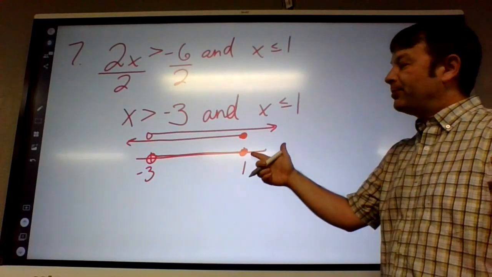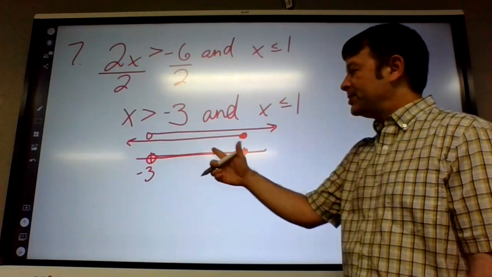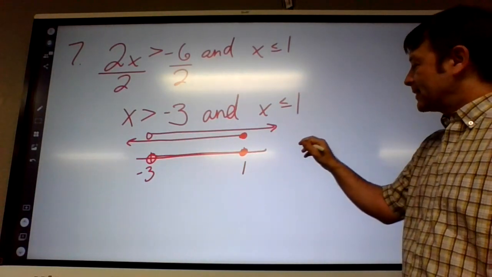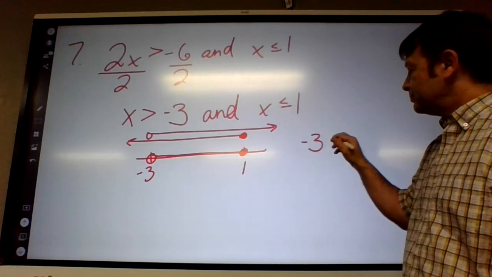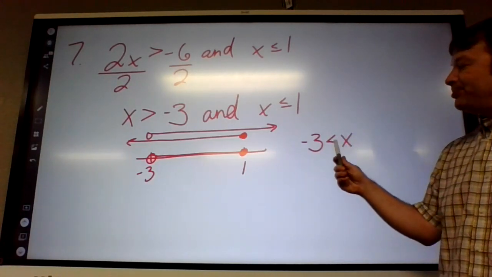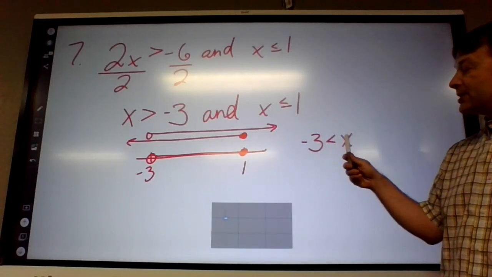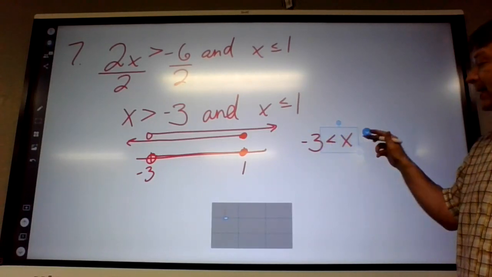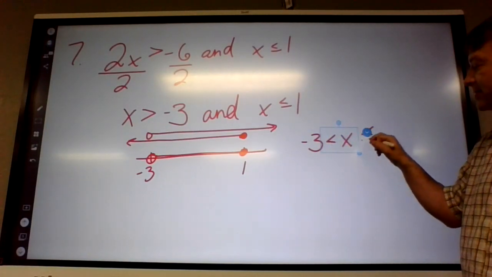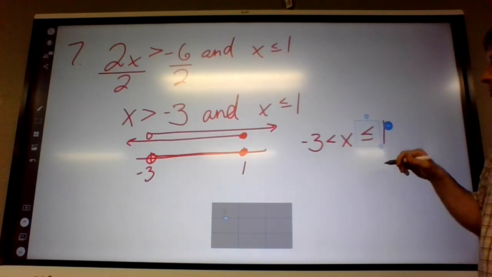Okay, it's not a graphing problem. Okay, how can I write this simply? All the numbers between negative 3 and 1. Here's how you do it. Okay, this says x is bigger than negative 3. Negative 3 is less than x, or x is greater than negative 3. And at the same time, x is less than or equal to 1.